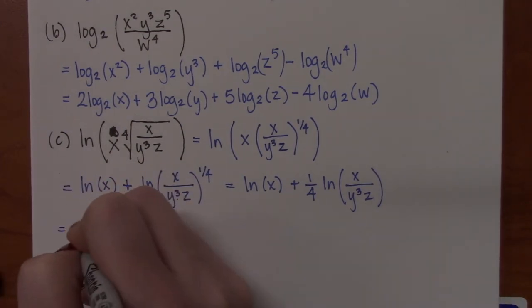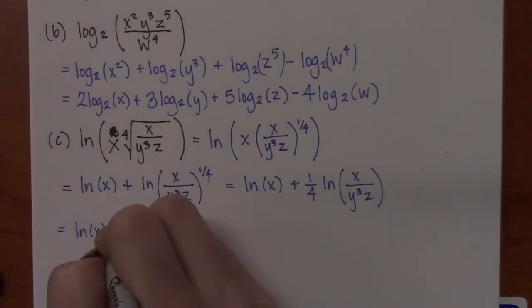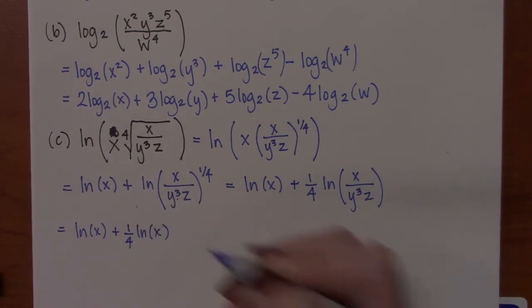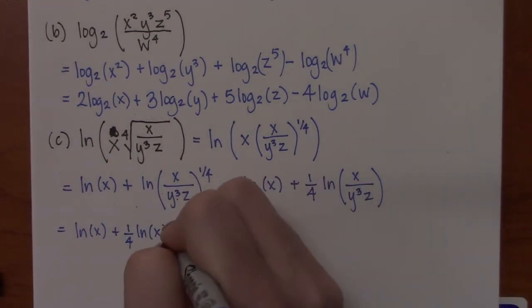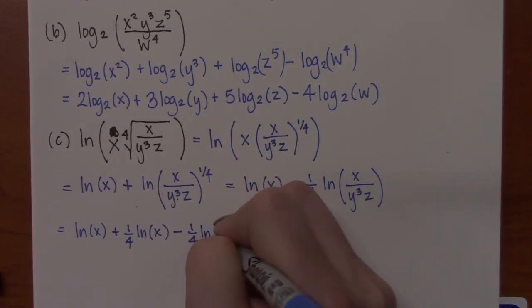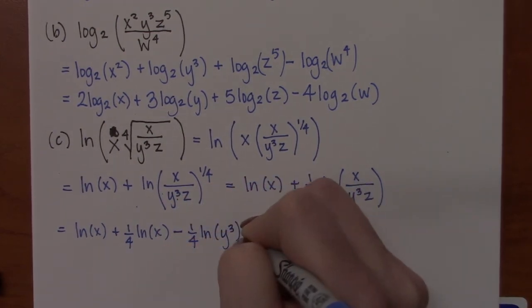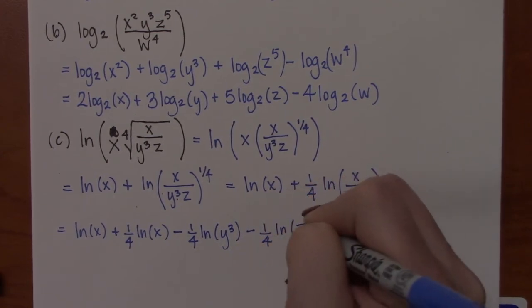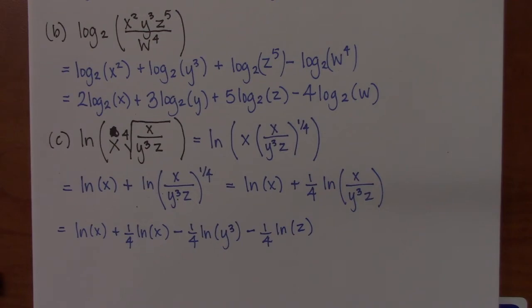So we're going to leave the natural log of x alone. I'm going to have plus 1/4 natural log of x, that's the numerator, minus 1/4 natural log of y cubed, minus 1/4 natural log of z.